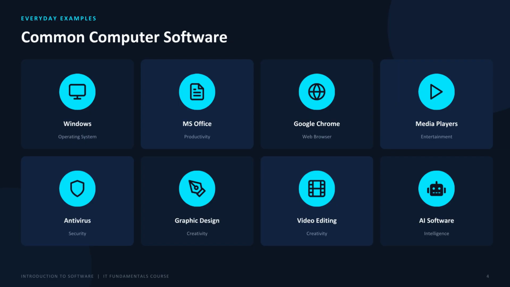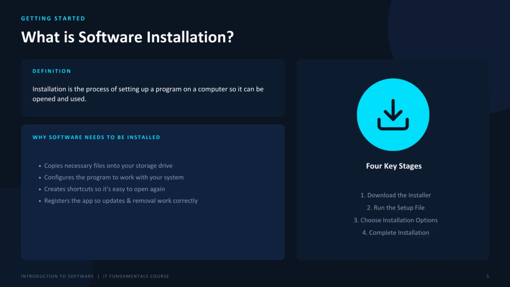Introduction to software. What is software installation? Definition. Installation is the process of setting up a program on a computer so it can be opened and used. Why does software need to be installed?